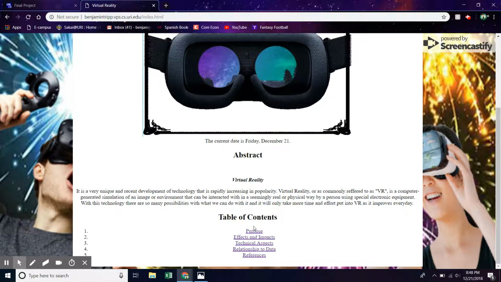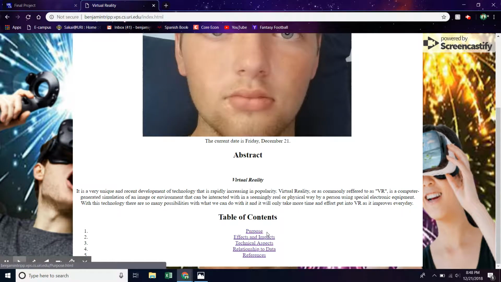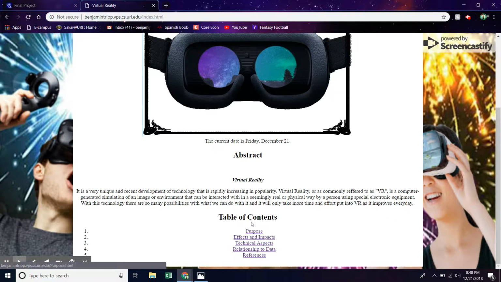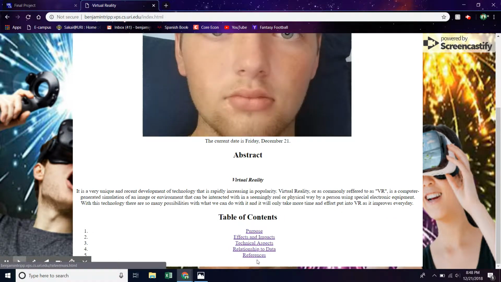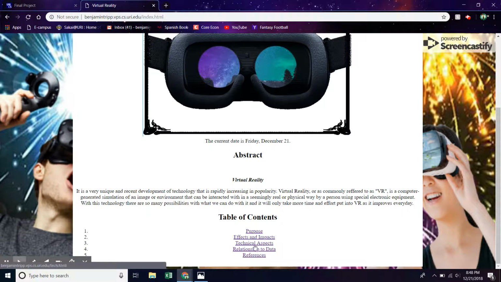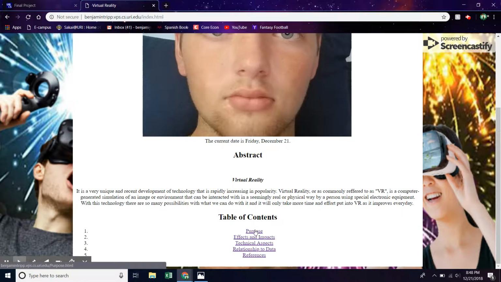And here I have my table of contents, in which I use the unordered list tag to number and list the pages of my website, as well as link them using the href tag to each page.